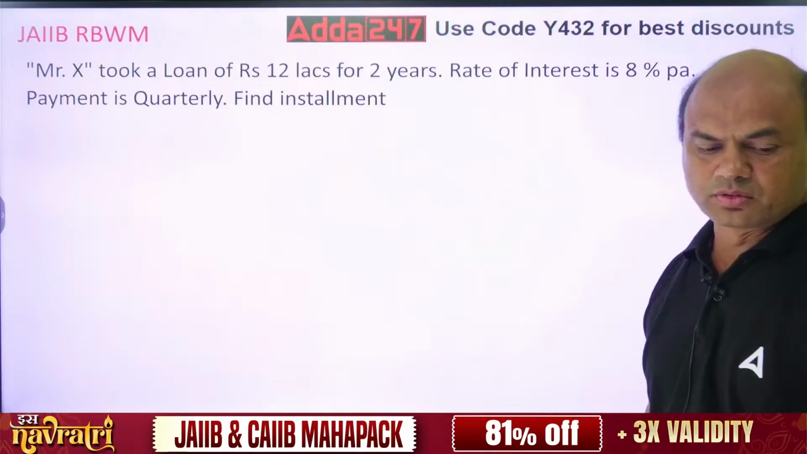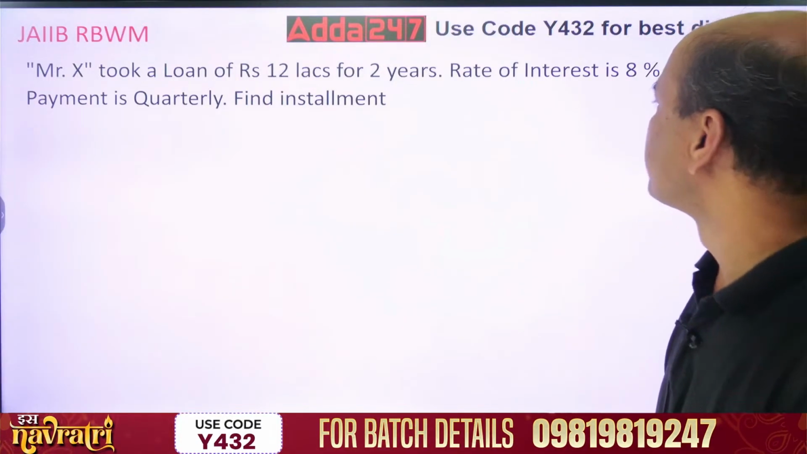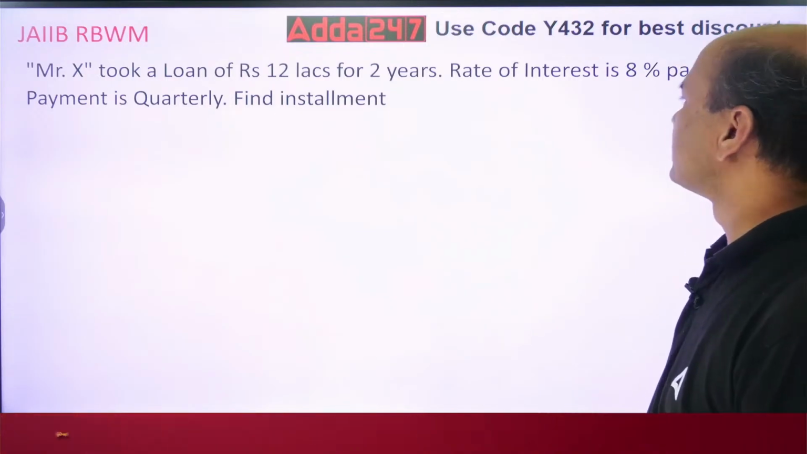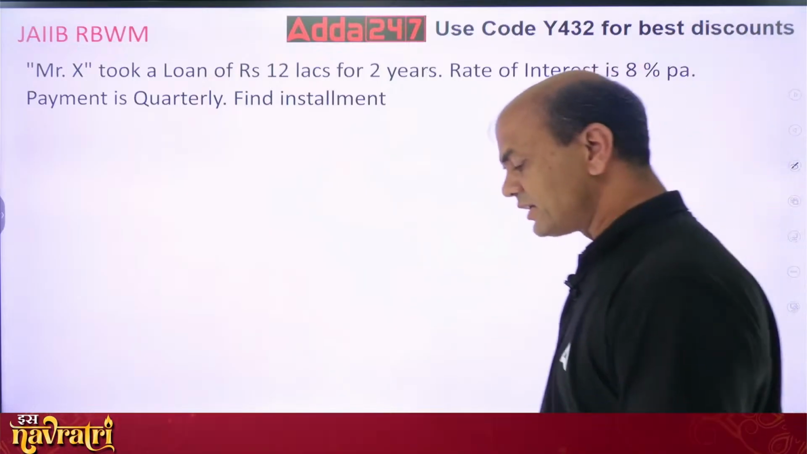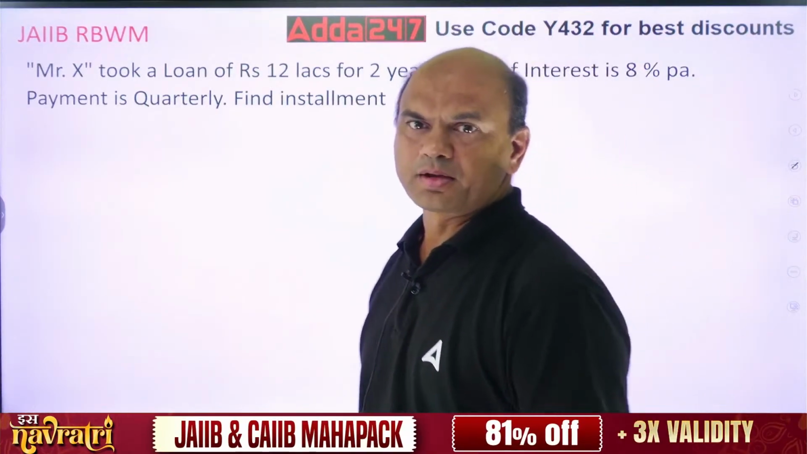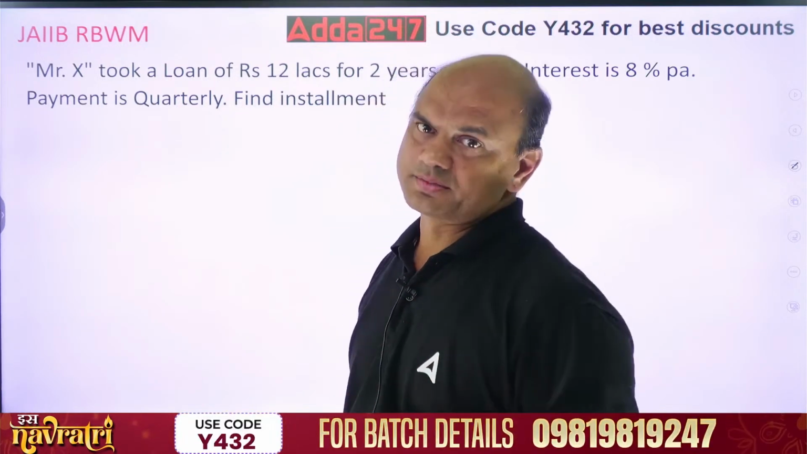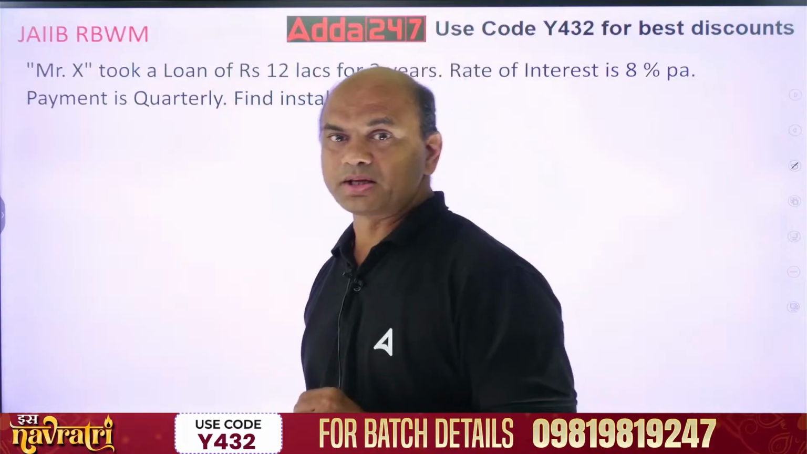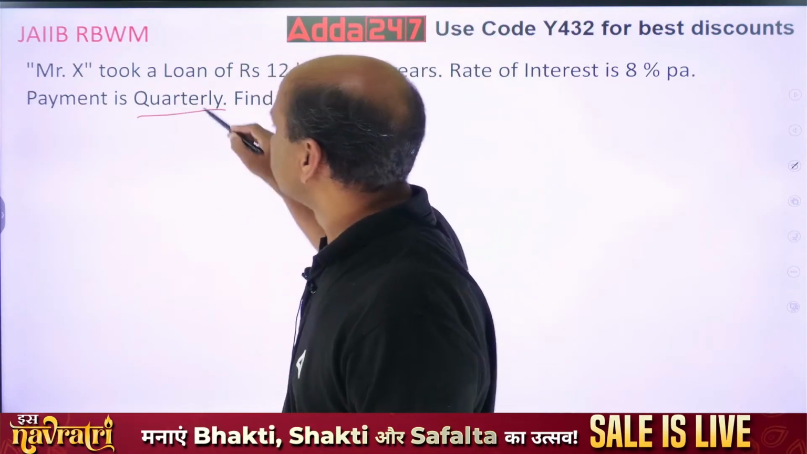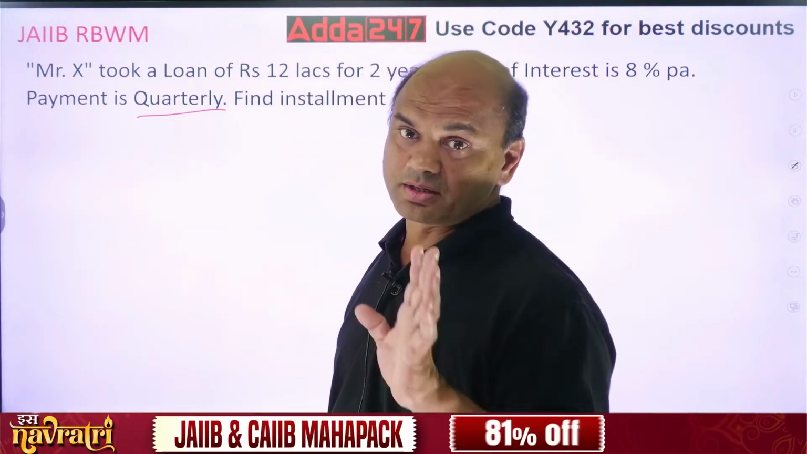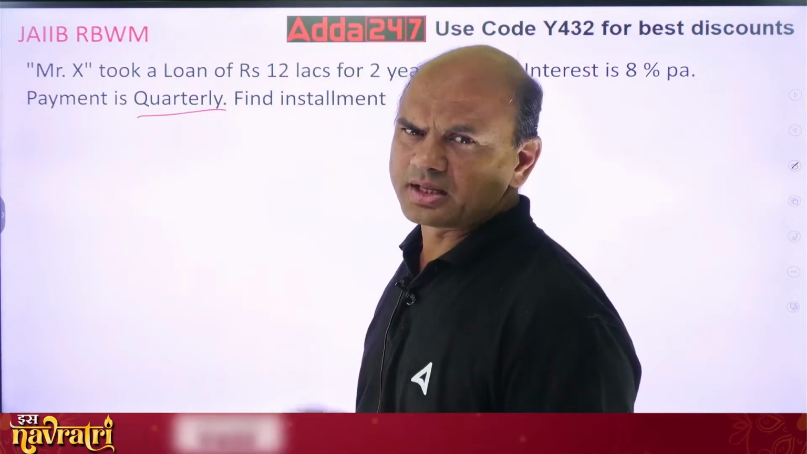Mr. X took a loan of rupees 12 lakhs for 2 years. Rate of interest is 8% per annum. Payment is quarterly. Find the installment. Now this is the EMI problem. You have to find the installment. Now what is the formula for installment? Kindly note a few points over here. Payment is quarterly. So whatever R you get, you will have to divide it by 4. I'll show you.